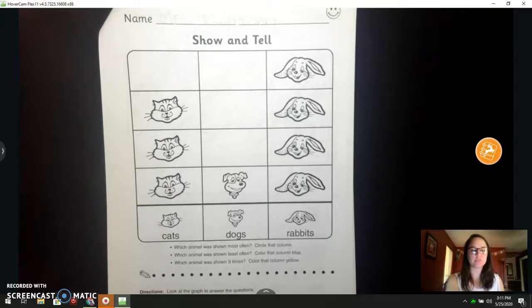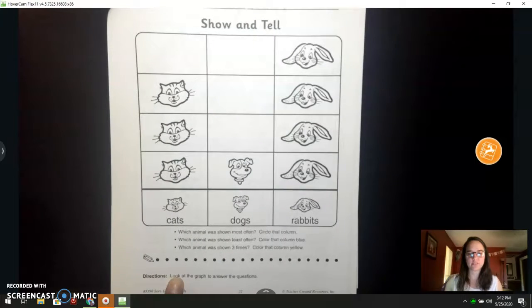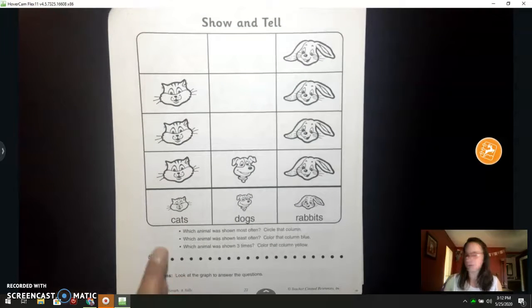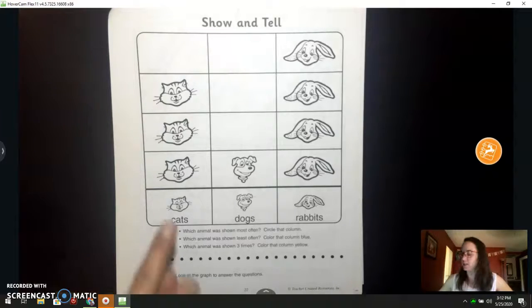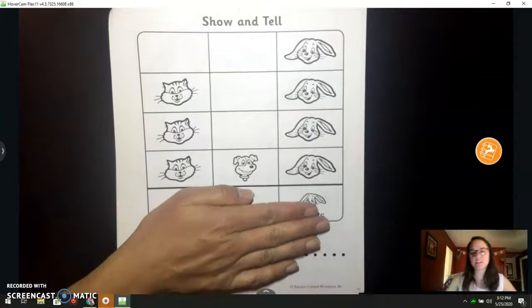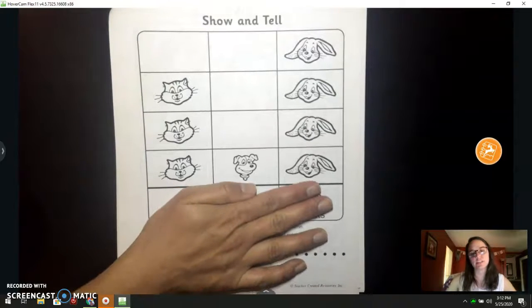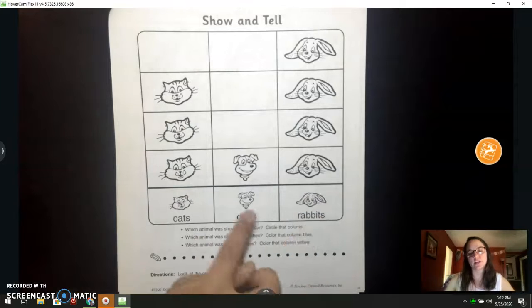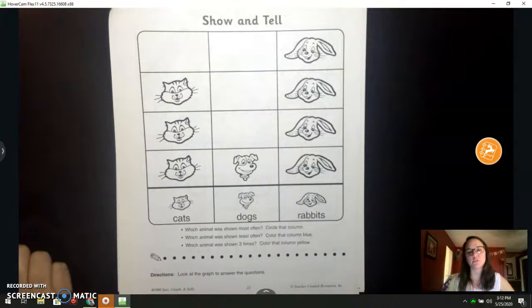Alright, on this page we are going to do some coloring. The directions at the very bottom say, look at the graph to answer the questions. Your first question says, which animal was chosen most often? So we have 3 animals, cats, dogs, and rabbits. The ones down here don't count as choices. They aren't ones that were voted on. That's just to tell us what kind of animal. Which one got the most votes?